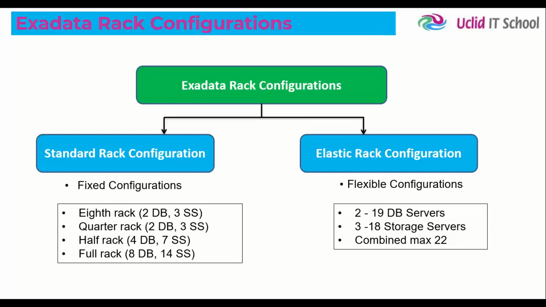From eighth rack, you can move to quarter rack, to half rack, to full rack. What if full rack is full? If full rack is full, you can purchase another full rack and interconnect multiple full racks and form something called multi-rack configuration. I have a separate slide on that. We'll discuss multi-rack configuration on a separate slide. So that way, you can purchase multiple racks and interconnect them so that they can act as a single rack.